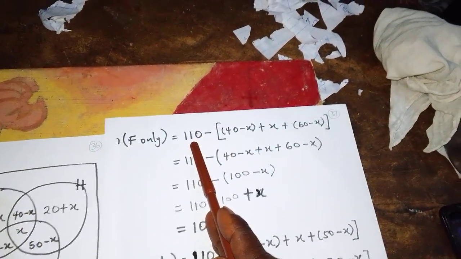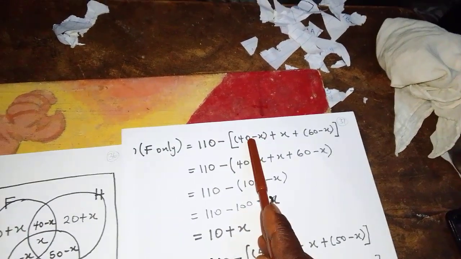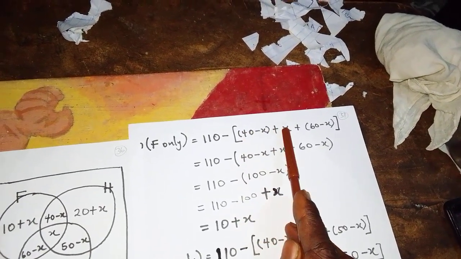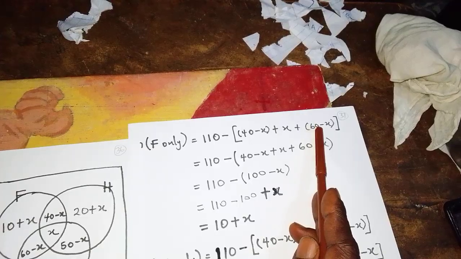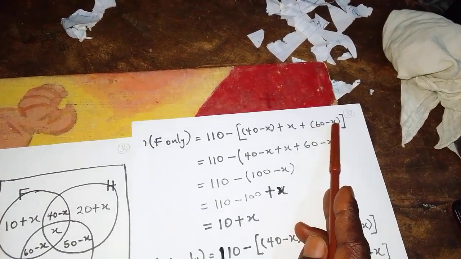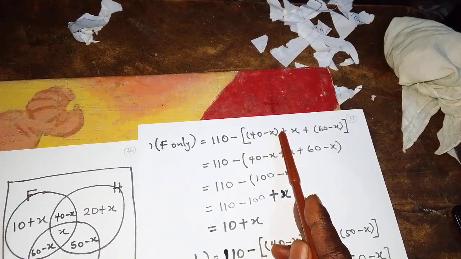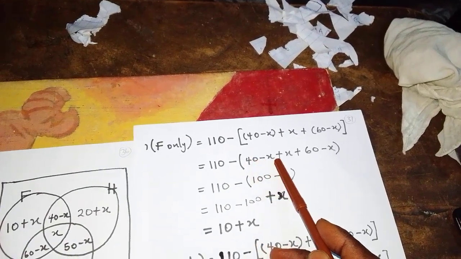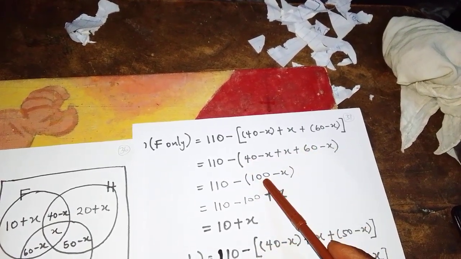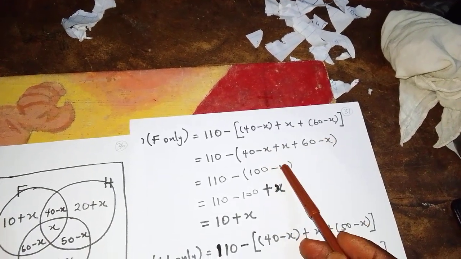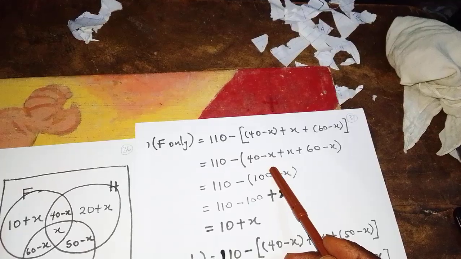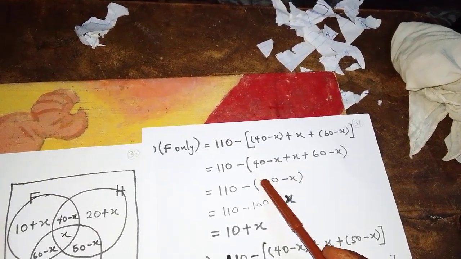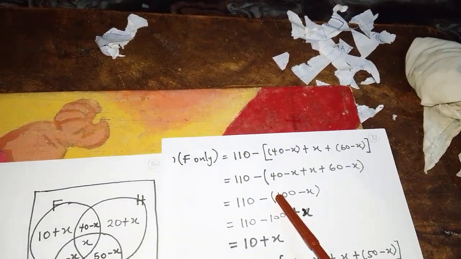Let's do that. So we have 110 offering French. To get those that offer French only, minus those that offer French and Hausa only, plus those that offer the three subjects, plus those that offer only French and Yoruba, and this is 60 minus X. So 40 minus X plus X plus 60 minus X, add everything together. 40 plus 60 is 100, minus X plus X is 0, minus X. So 100 minus X offer French and Hausa only, the three subjects, and French and Yoruba only.